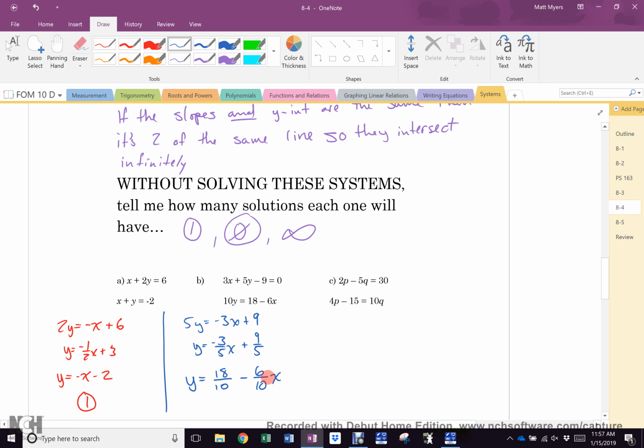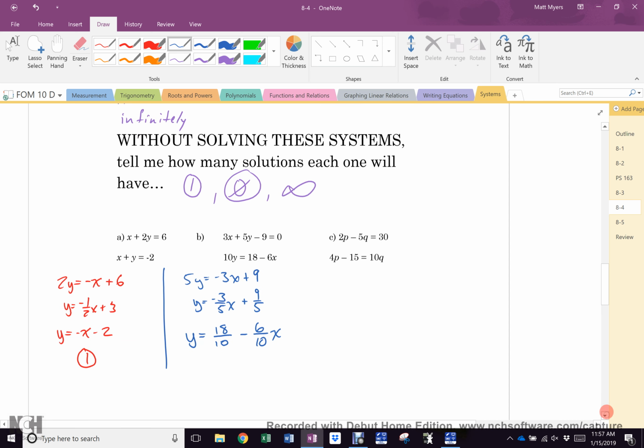What do they share? Nothing. Of course they do. I have written it out of order on purpose. What do they share? Slope and y-intercept. Because 9 over 5 is 18 over 10. So how many solutions? Infinite, because they're the exact same line sitting on top of each other.